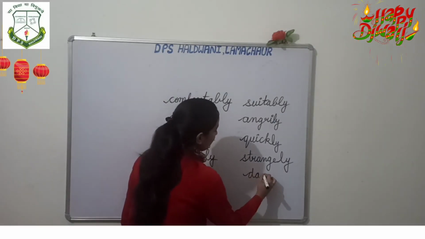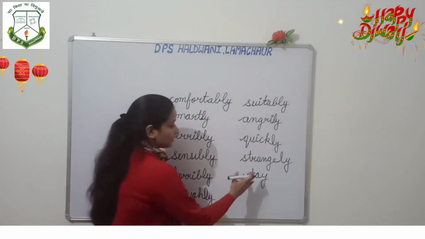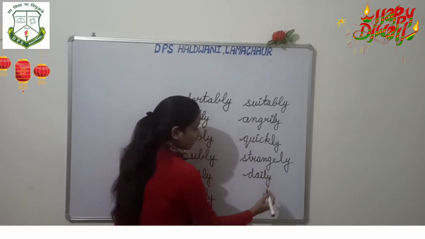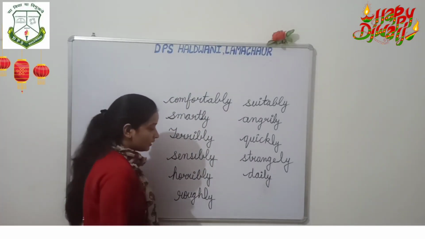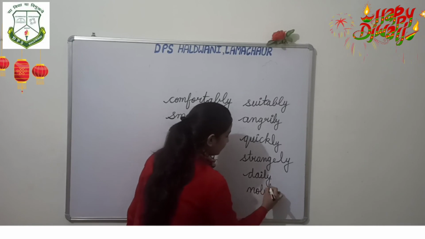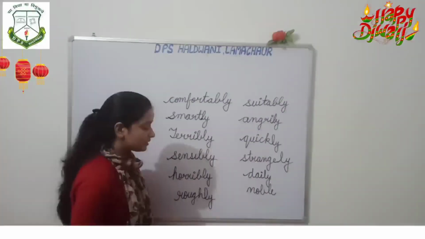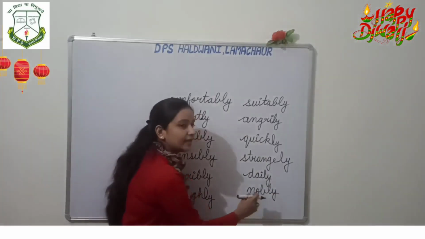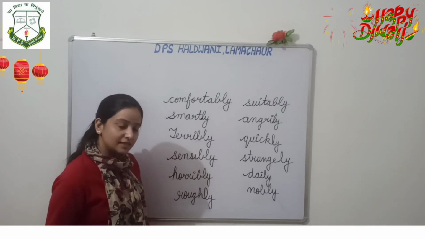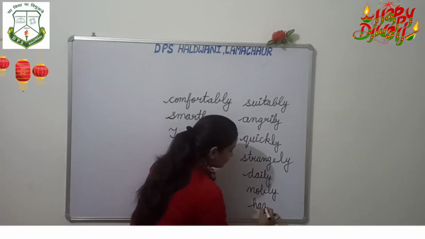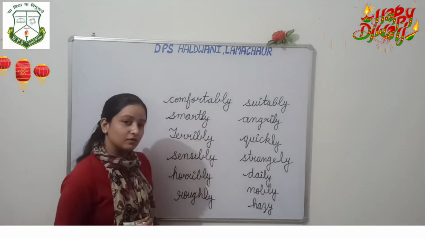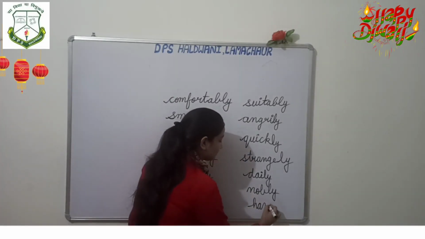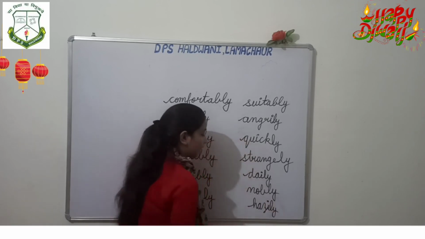Now the next is day, D-A-Y. We know the rule. Remove Y and put I in place of Y and then L-Y. So daily. Noble, N-O-B-L-E. We remove E and put Y. So N-O-B-L-Y, nobly. And the last is hazy, H-A-Z-Y. Whenever the adjectives end with Y, we replace Y with I and then add L-Y, hazily.